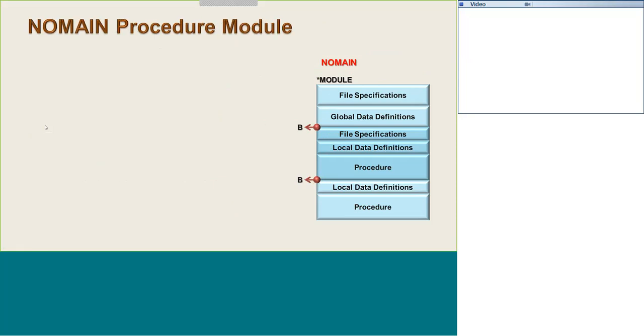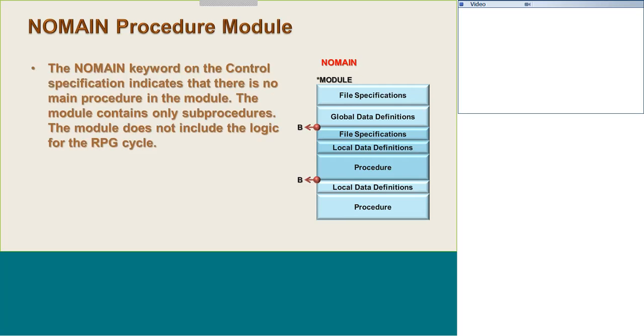Then we have the third type of module, which ILE lends itself to. And that is what we call the NOMAIN procedure module. The keyword at the top is NOMAIN. There it is there. The NOMAIN keyword on the control specification indicates that there is no main procedure in the module. The module contains only sub-procedures, and the module does not include the logic for the RPG cycle. So this is a procedure or sub-procedure only module.